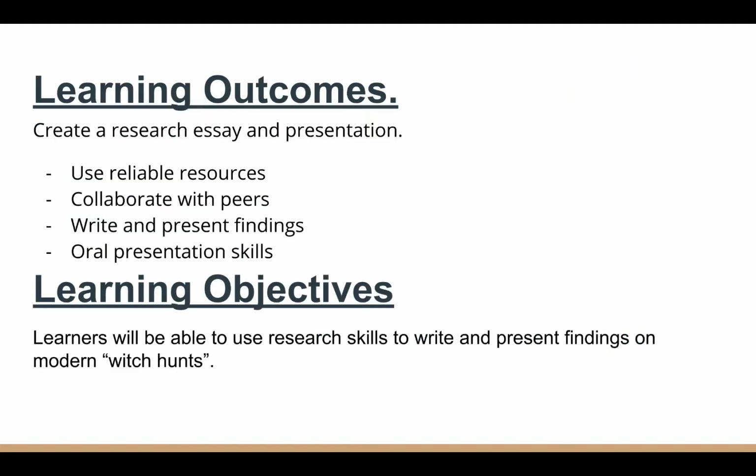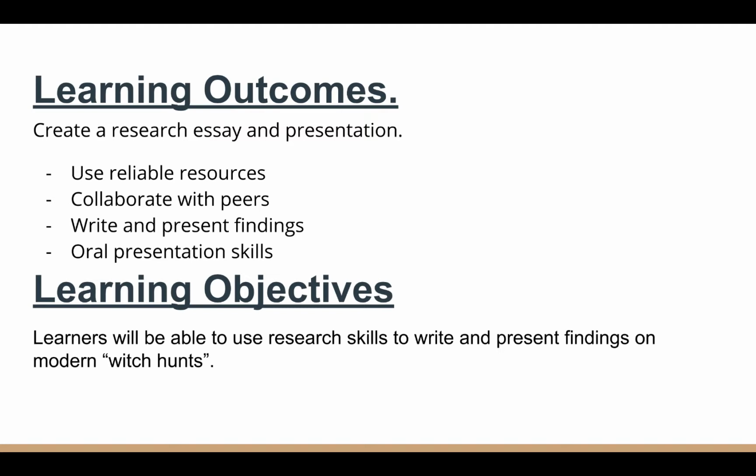The learning outcomes: create a research essay and presentation. Learning outcomes include using reliable sources, collaborating successfully with peers, writing and presenting findings, which also, of course, leads to oral presentation skills. All these outcomes are expected throughout this project. Based on the learning objectives, learners will be able to use research skills to write and present findings on modern witch hunts.